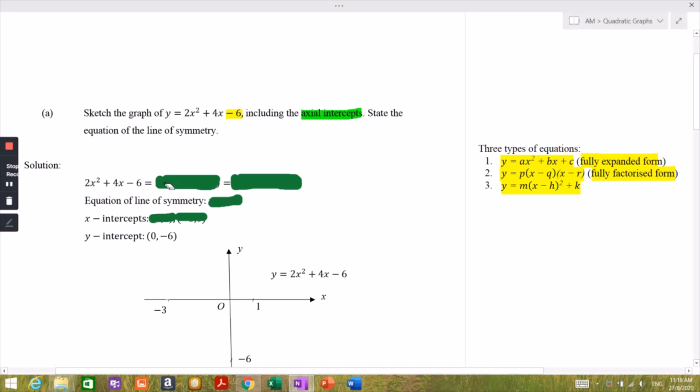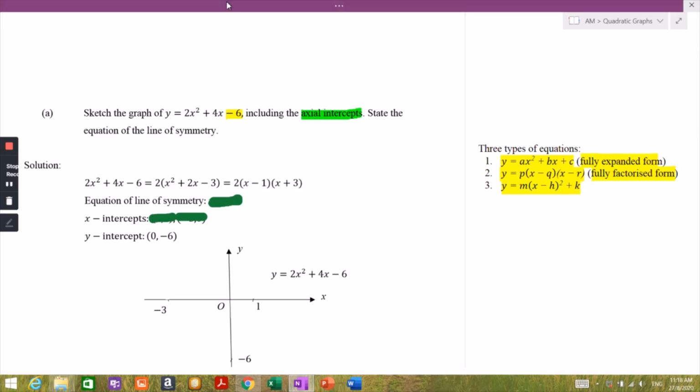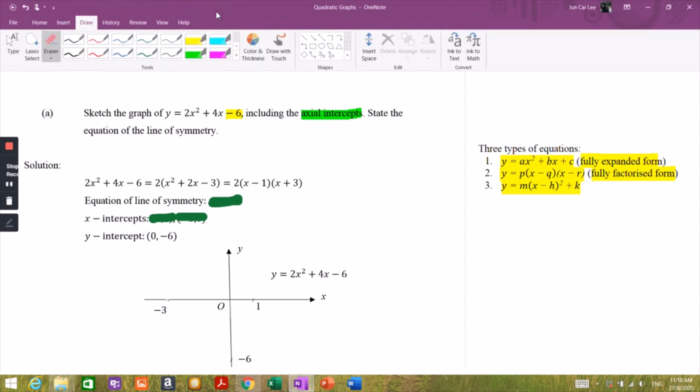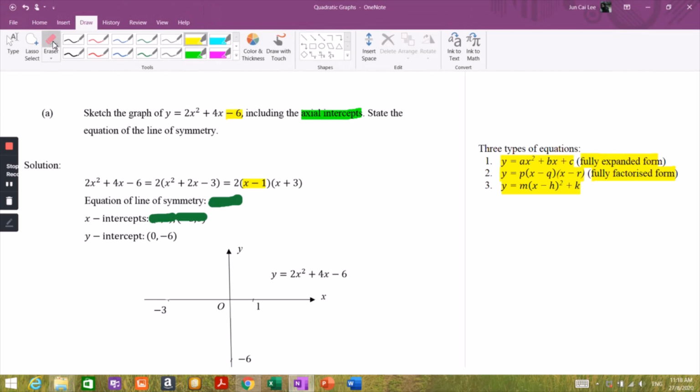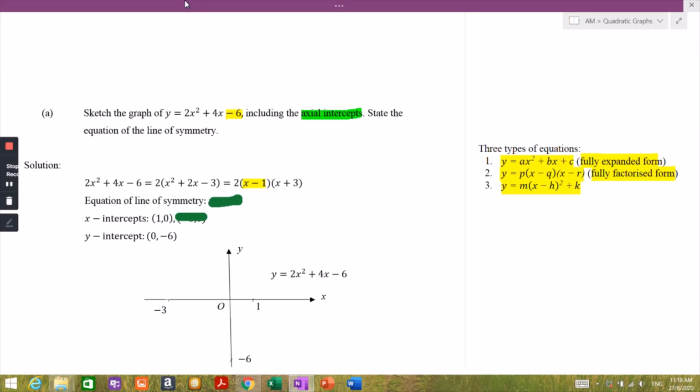By factorizing, first take out the 2, and you find that this is not too hard to factorize. You get 2 times (x minus 1) times (x plus 3). In this case, how do you make this factor 0? You just take x to be 1. So x equals 1 is one of the x-intercepts.